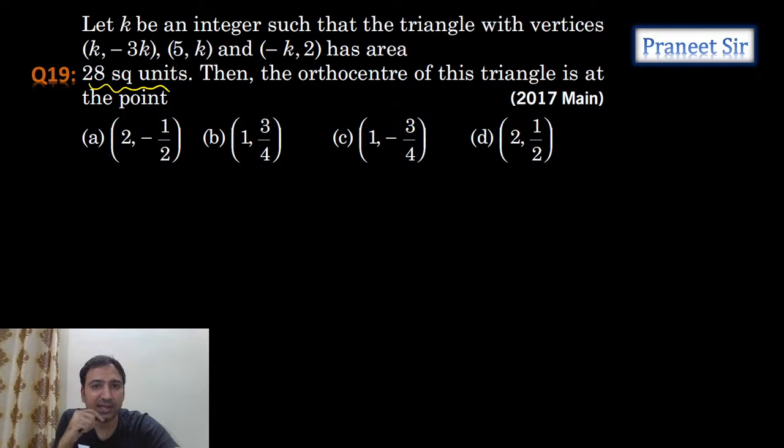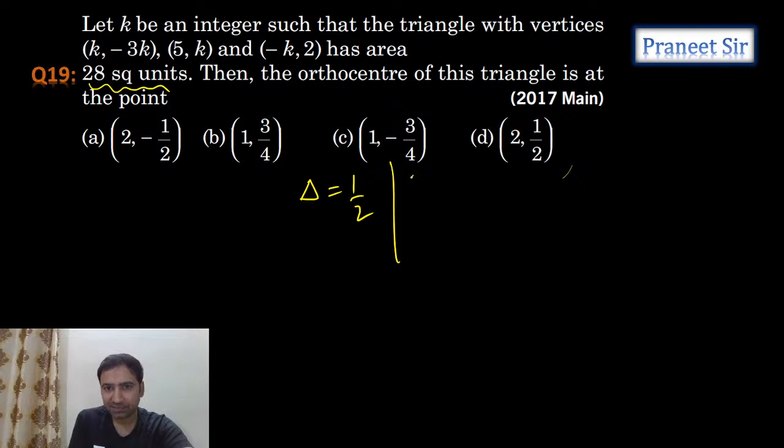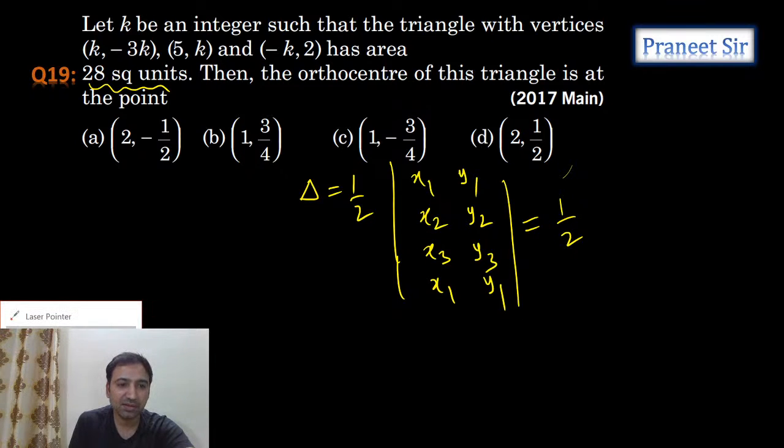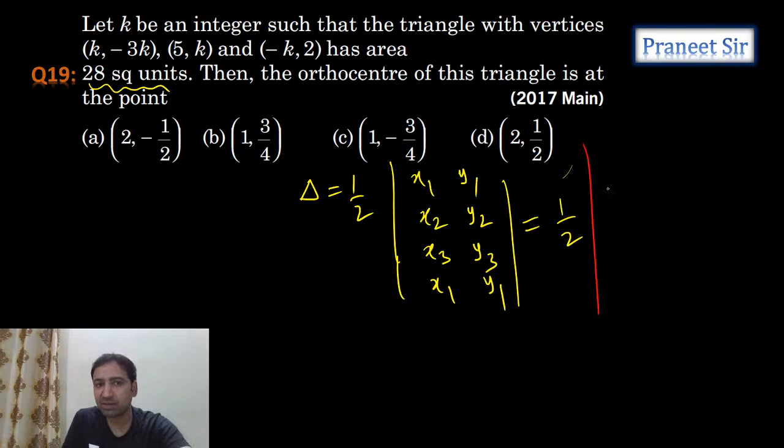We can calculate the area of the triangle by using the formula. It is better if we use this formula, guys. Delta is equal to 1 by 2 times the determinant of x1 y1, x2 y2, x3 y3, and again x1 y1. Why? Because if you use this formula, the calculation is going to be easy. I'll tell you how we can use it.